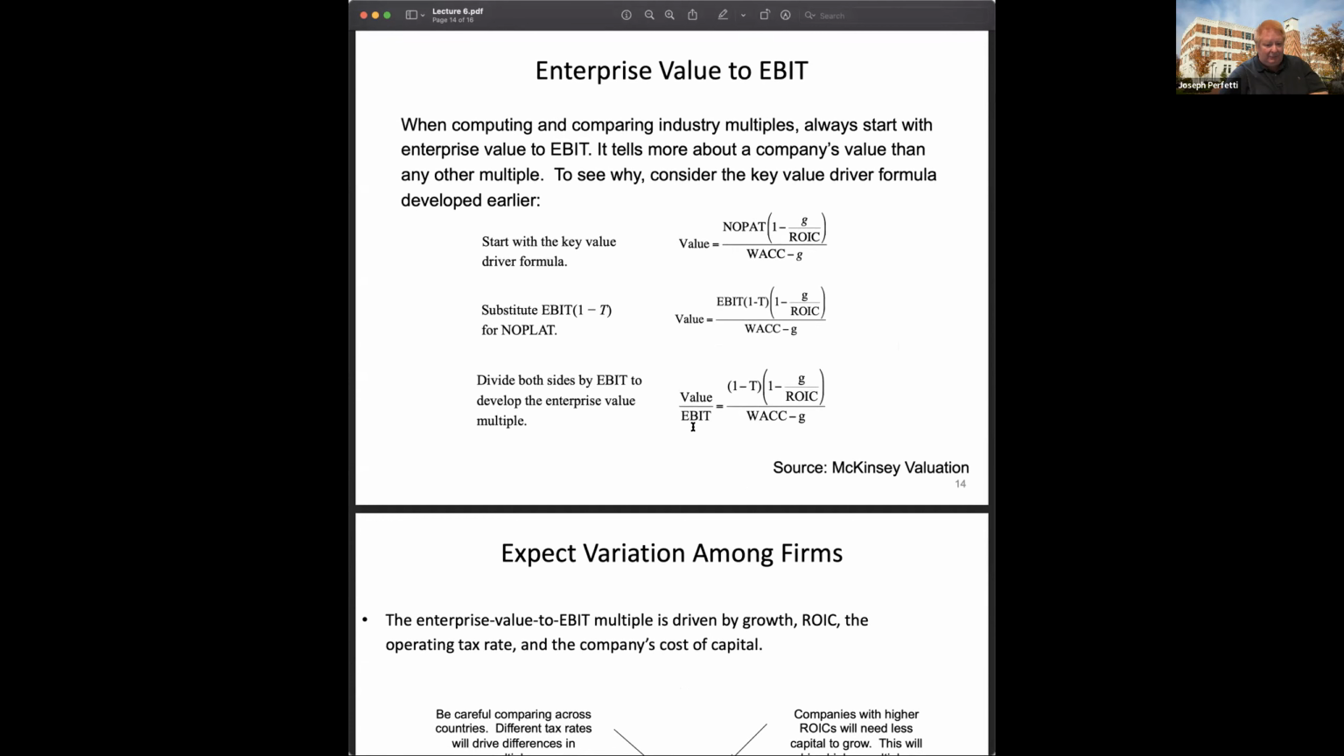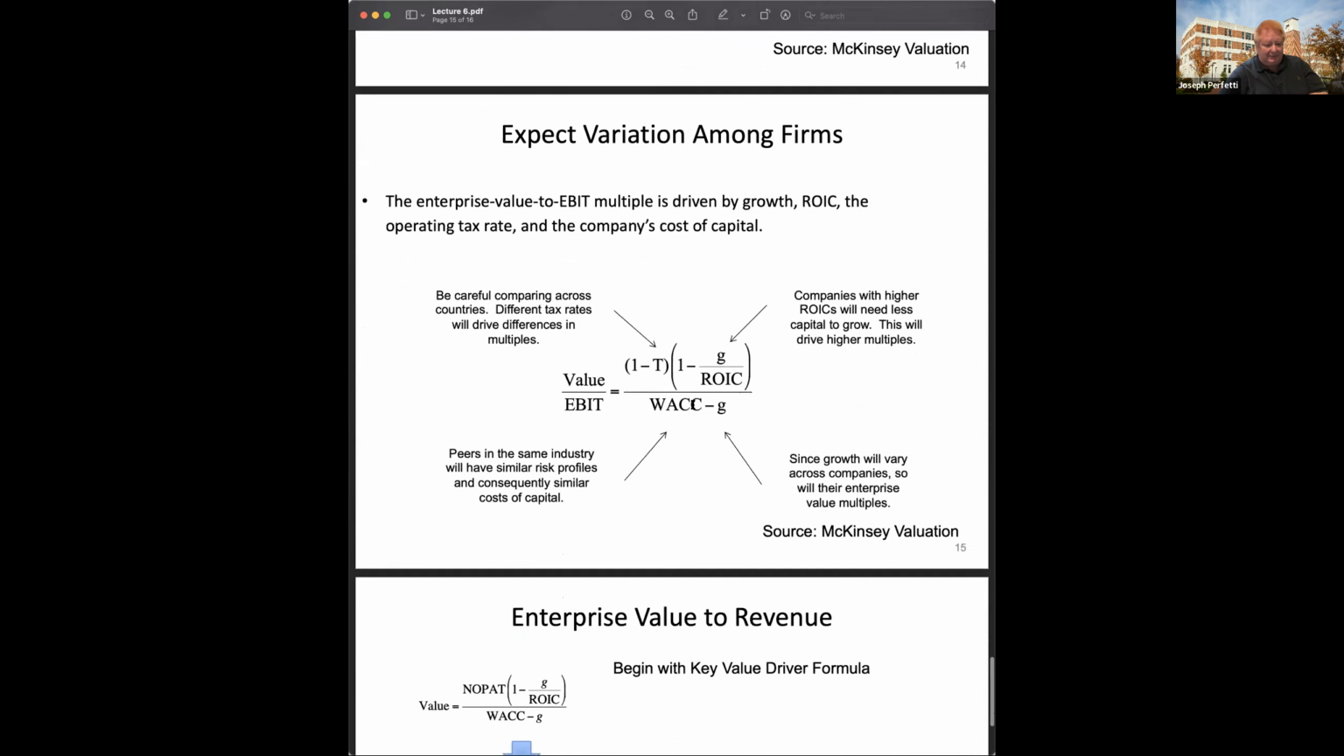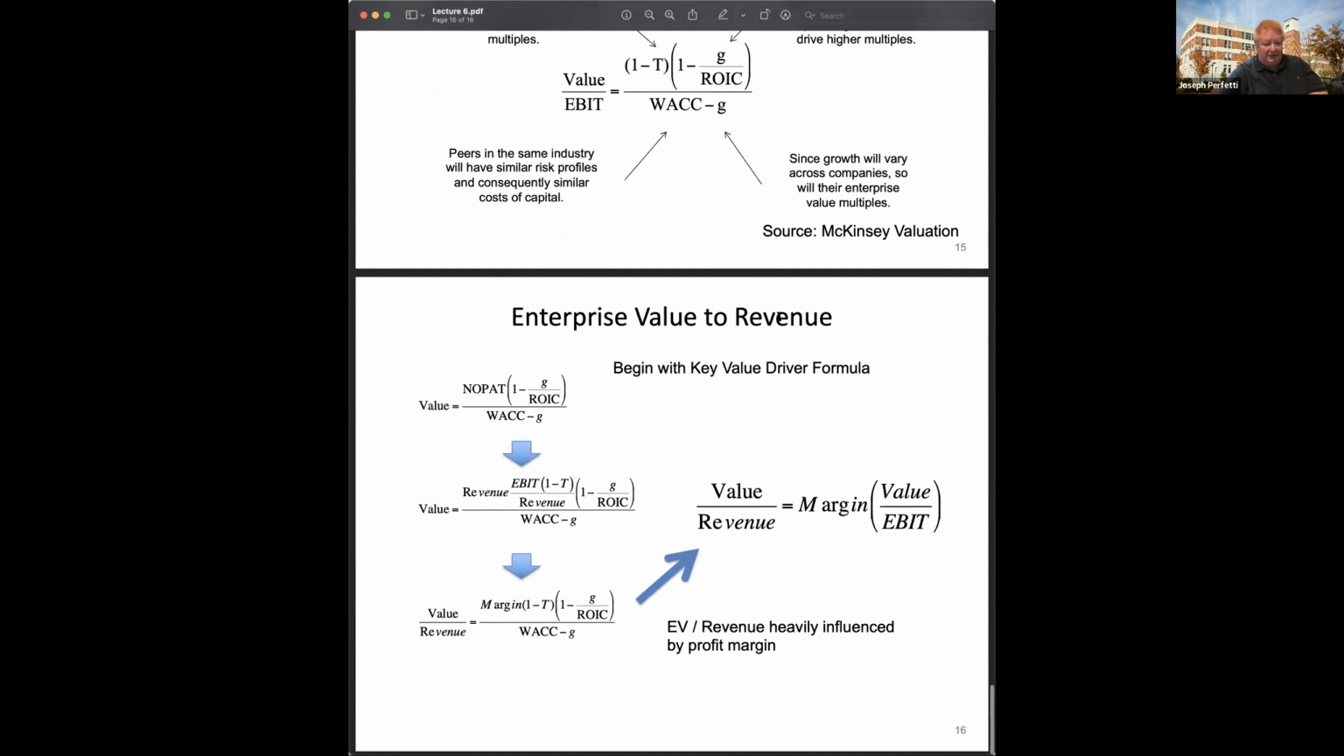you get, for example, the enterprise value to EBIT multiple. Okay. And then we're going to show you that the enterprise value to revenue multiple is also the key value drivers rearranged. Okay. And the enterprise value to revenue or enterprise value to sales multiple is the margin times enterprise value to EBIT. Okay. So we got a couple multiples that we know how the math works. As a matter of fact, this formula has already been put into our model.